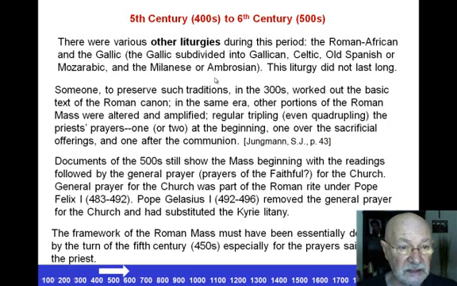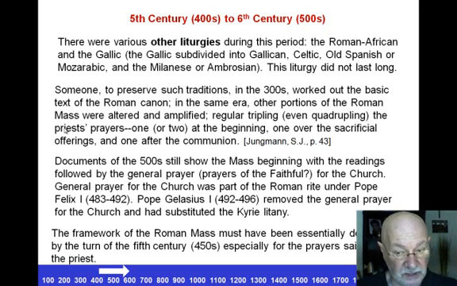The liturgy did not last long. Someone, to preserve such traditions in the 300s, worked out a basic text of the Roman canon. In the same era, other portions of the Roman Mass were altered and amplified, with a regular tripling, or even quadrupling, of a priest's prayers: one or two at the beginning, one over the sacrificial offerings, and one after the communion. The documents of the 500s still show the Mass beginning with the readings followed by the general prayer. Were these the prayers of the faithful? We don't know.